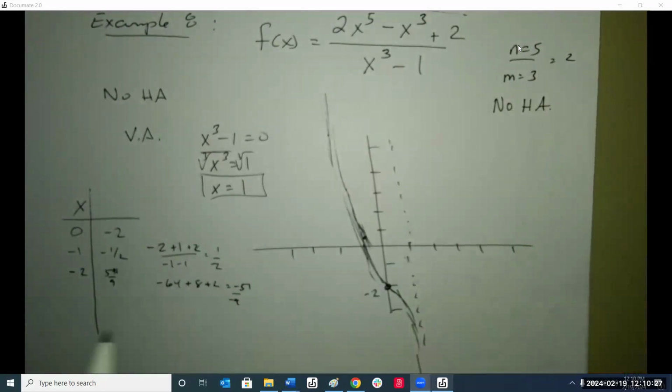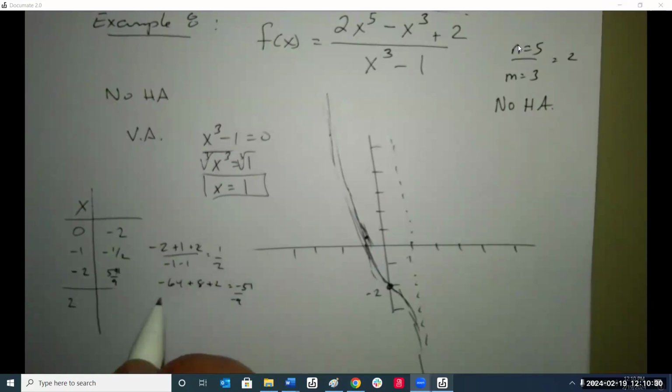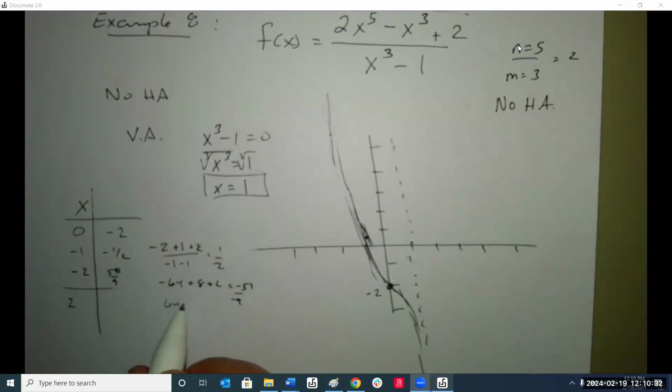And on this side, when x is 2, we got 64 minus 8 plus 2, 58 over 7. 7 times 7 is 49, so 7 point something.